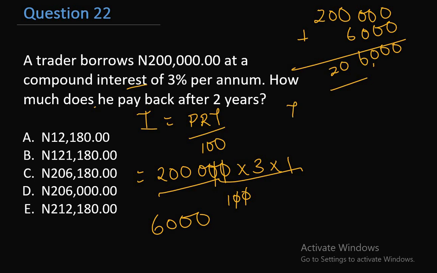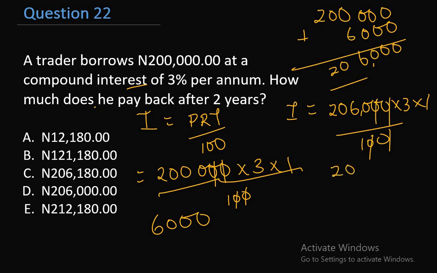Now for the second year, the interest will be PRT again. Principal is 206,000. The rate is 3 and the time is the second year, which is also 1. Divide by 100. This 2 0 cancels this 2 0. So we'll have 2060 times 3. 3 times 0 is 0. 3 times 6 is 18, 8 carry 1. 3 times 0 is 0 plus 1 is 1. 3 times 2 is 6.